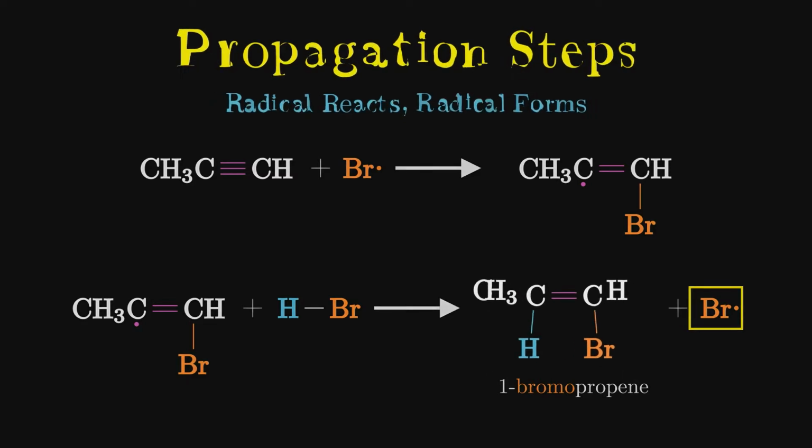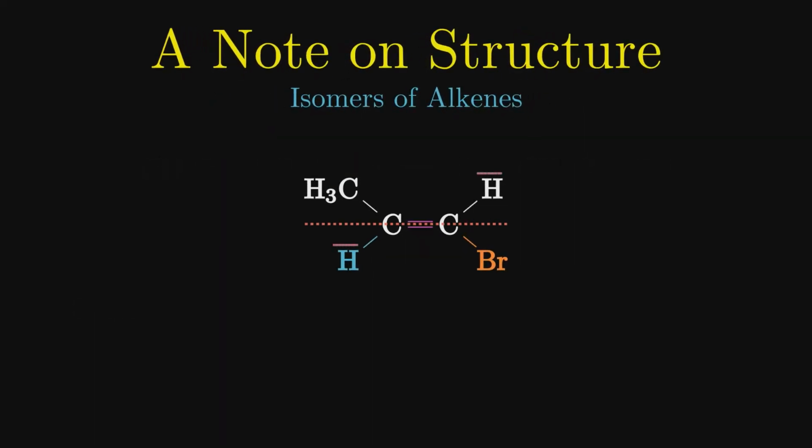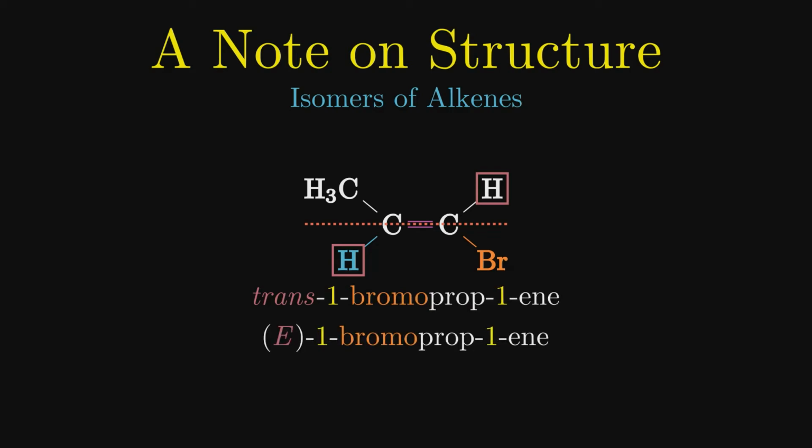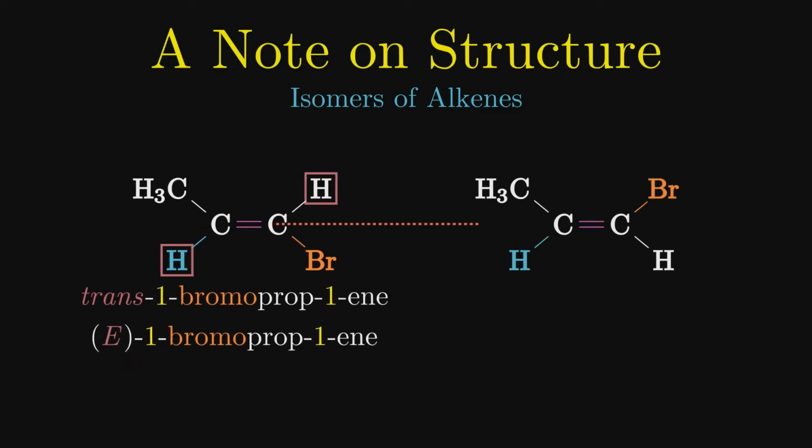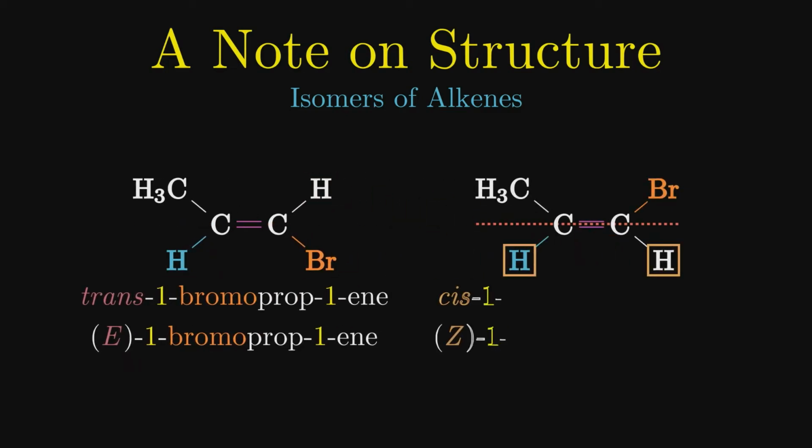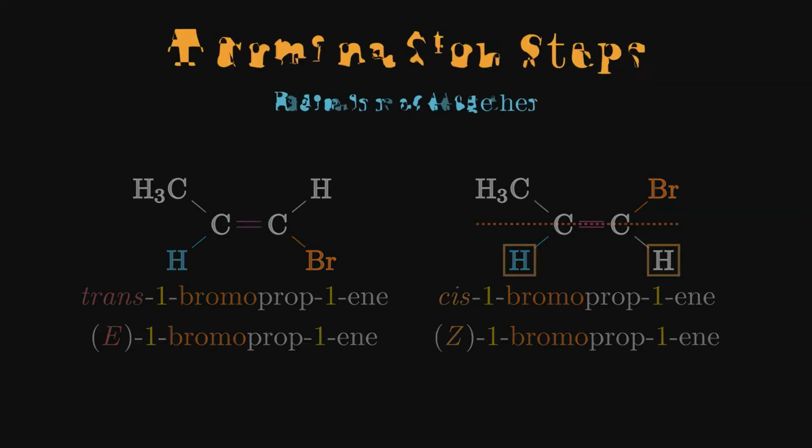Remember that isomers of alkenes can be identified pretty easily. In this case, we have the trans version with both hydrogens on opposite sides. This corresponds with the E version based on priority. Of course, if bromine ends up in the other location, we have the cis or Z version as both hydrogens or priorities are on the same side.